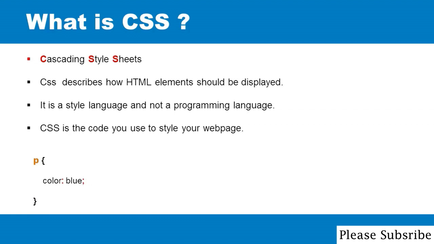So the P will indicate the actual selector, which is the HTML element you're trying to style. The color will be the property that you are trying to apply, and the blue will be the value for the property that you're trying to apply. So what this syntax, or this rule set, is saying is: I want to make all the paragraph elements blue.